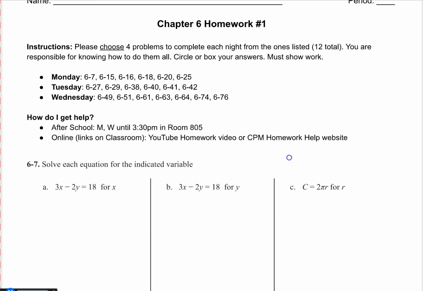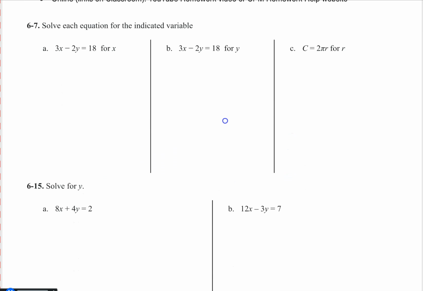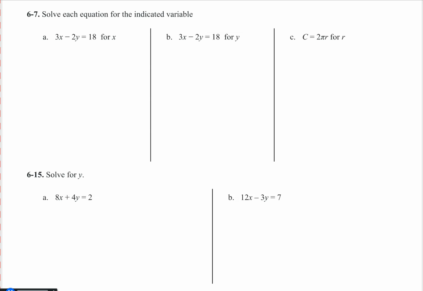This is homework number 1, chapter 6, starting with 6-7. Solve each equation for the indicated variable. Let's solve this one for x. So that means my answer should be x equals something.